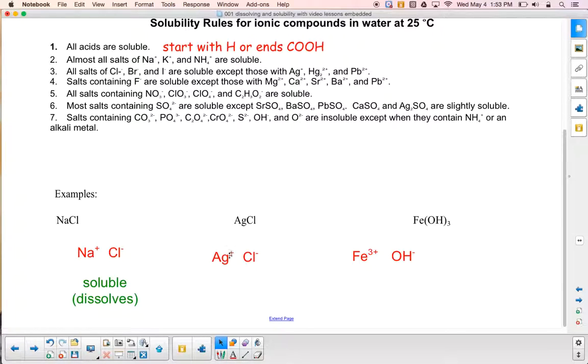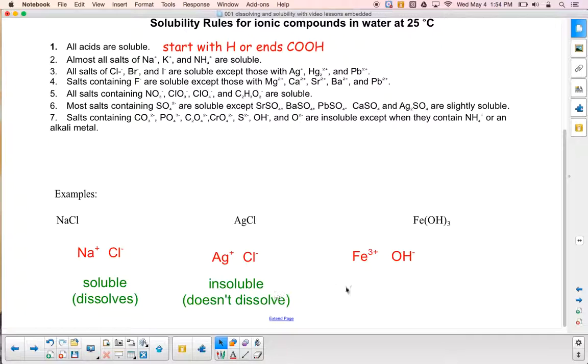Next one is silver chloride. If I start working my way down, Rule 1 doesn't apply, Rule 2 doesn't apply, Rule 3 says all salts of chloride, we have that, are soluble except those with silver. That means that the silver chloride is insoluble and it's not going to dissolve in water.